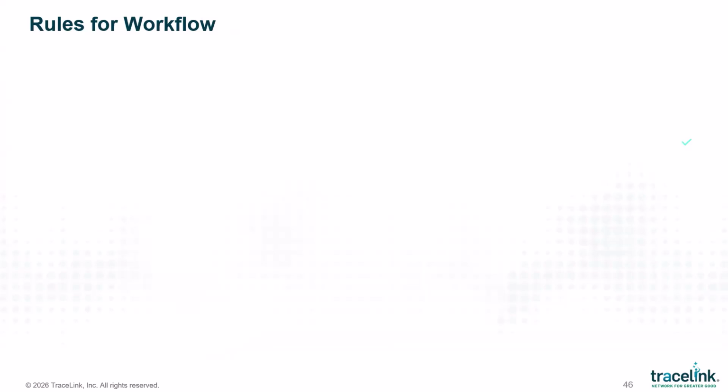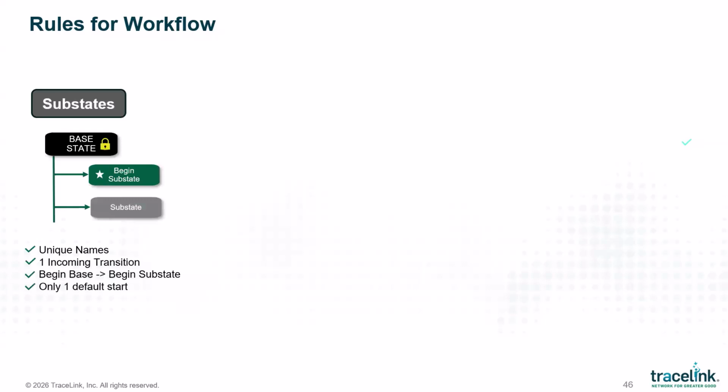When designing workflows, it's very important to follow certain rules. These rules ensure that the workflow works correctly and avoids errors. Let's go step by step. First, rules for substates. State names must be unique within a workflow. When adding a new state, you must select a valid base state to create a substate. Only new substates can be added. Base states cannot be modified.